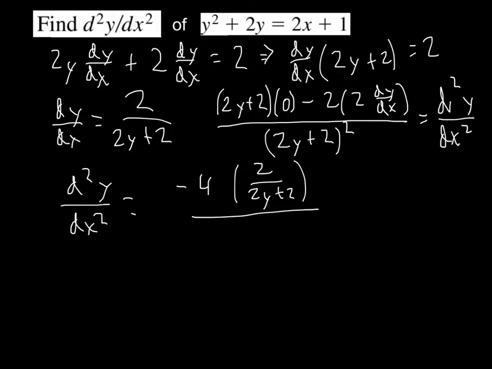All over 2y plus 2 squared. Okay, and you can simplify that however you want to simplify it. But that should now give us a second derivative using implicit differentiation. So same thing, take the derivative twice and then you just have to substitute in for that dy dx.